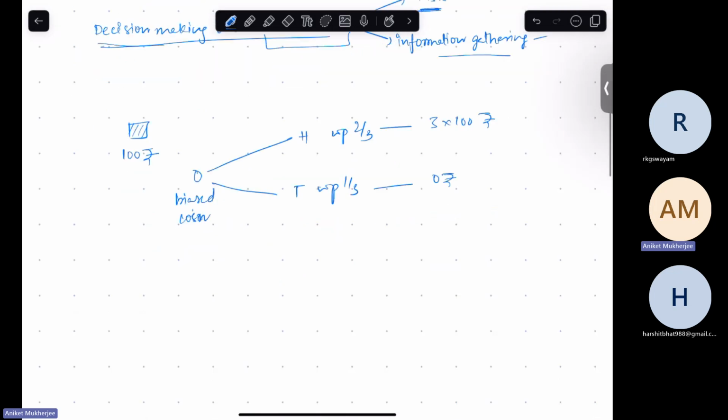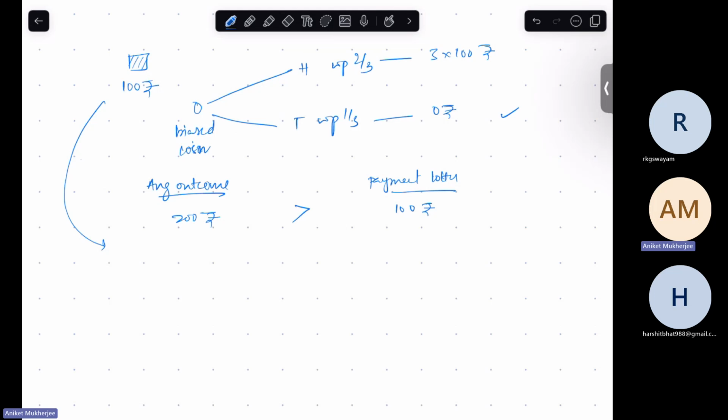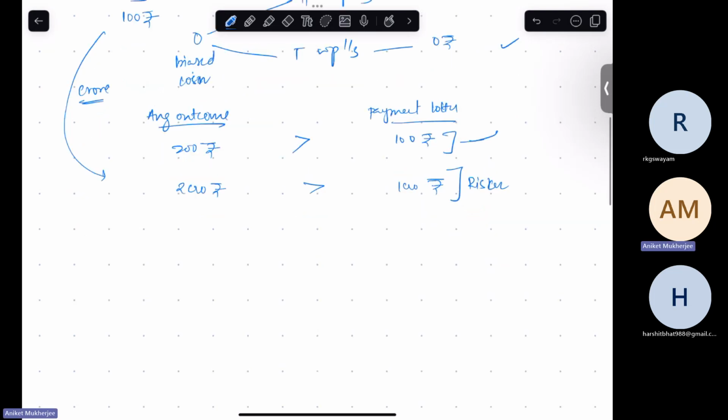So here the average outcome was 200 rupees, whereas the payment to enter the lottery was 100 rupees. Because your average outcome is greater than the payment, your innate decision would be, yes, I would join this. But if you scale this to crores, then you would have 2 crore rupees average outcome, 1 crore rupees payment. Even then your average outcome is greater than your payment, but intuitively this feels riskier, right? So what we saw was just comparing averages is not a good solution.